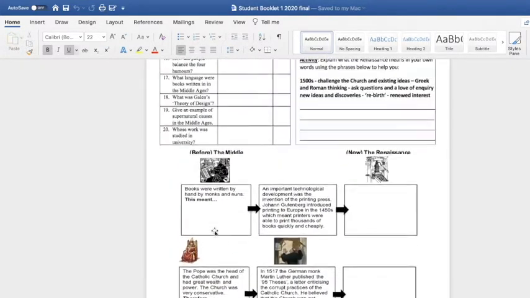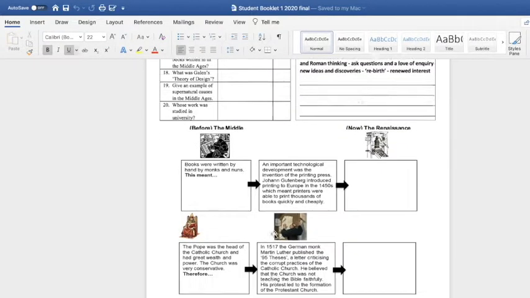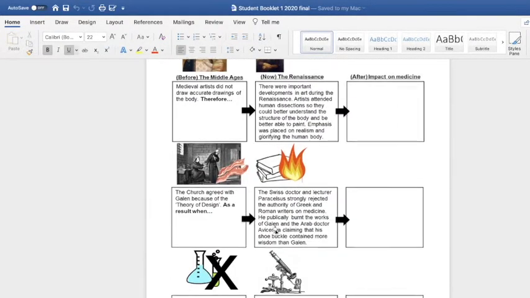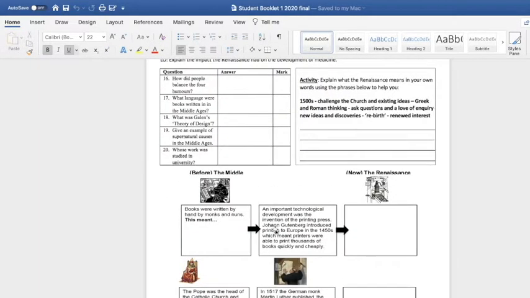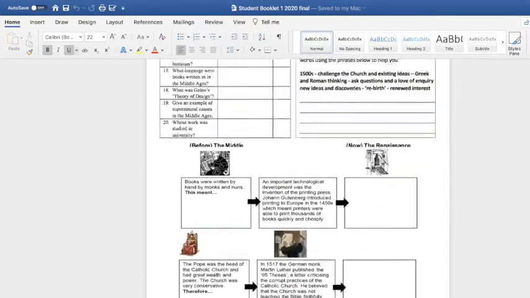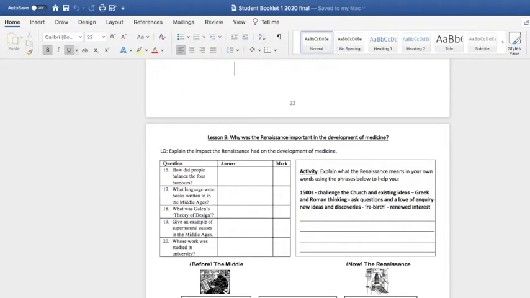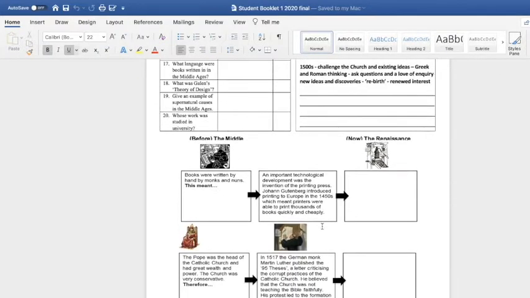So once you've completed the recap for the Middle Ages, you then are told in this middle column things that have now been put in place in the Renaissance. So that might be inventions or events that have taken place in the Renaissance period. And then your box over here, which is completely empty, would be an area in which you are explaining the impact that this invention or event would have on medicine.